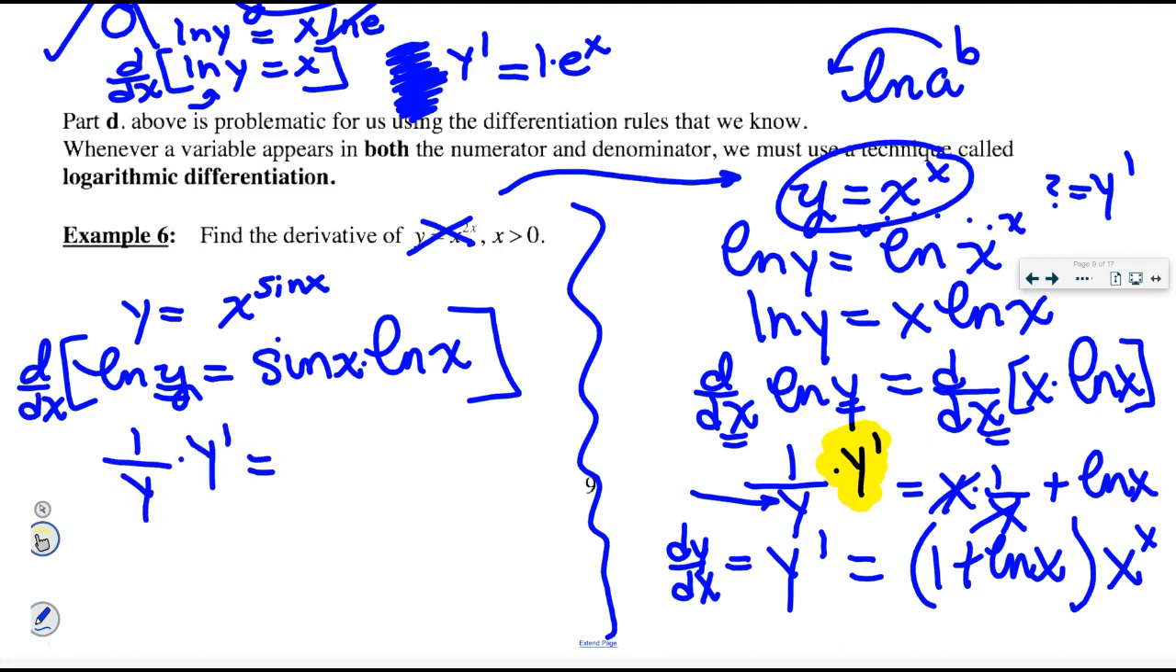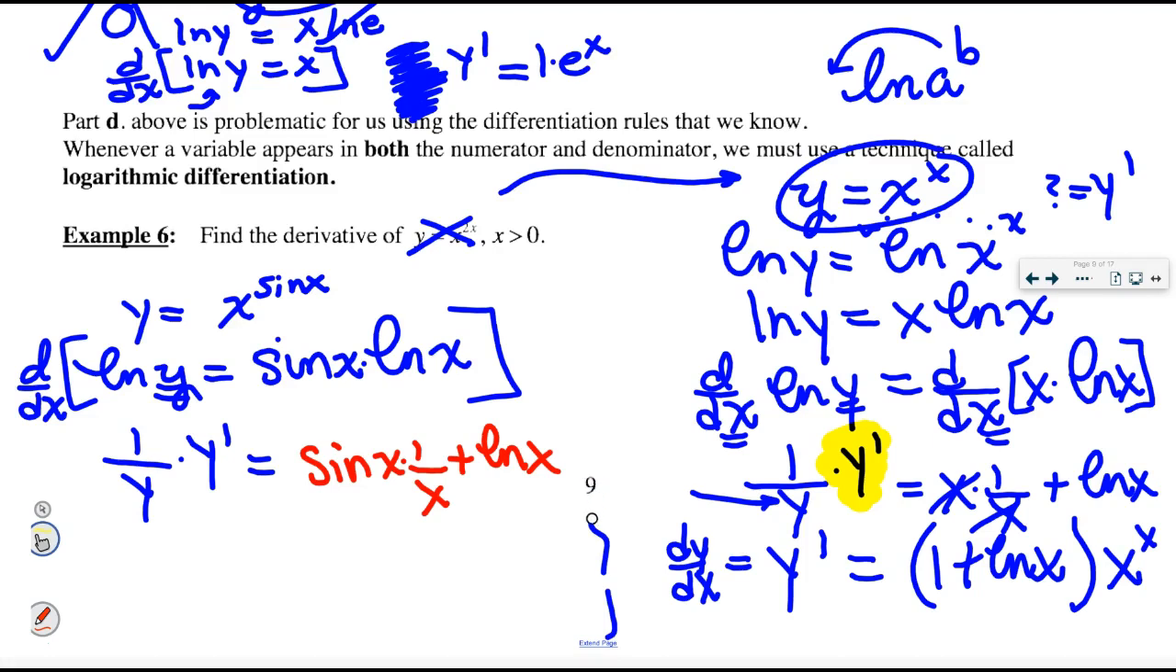On this side, I have the product rule because I have the product of two functions. So I will do first times d second, plus second times d first. And the derivative of sine is cosine. So let me travel on through here. The derivative of sine is cosine.